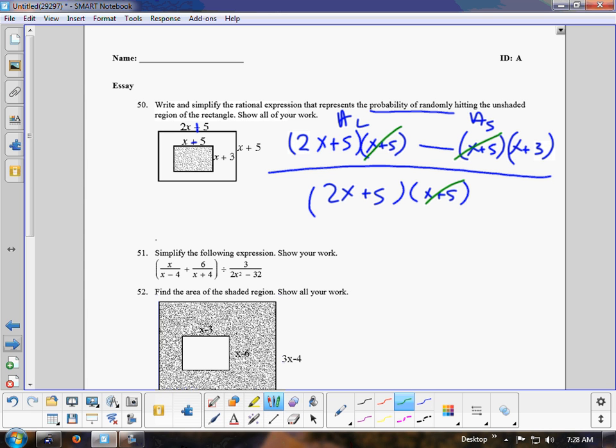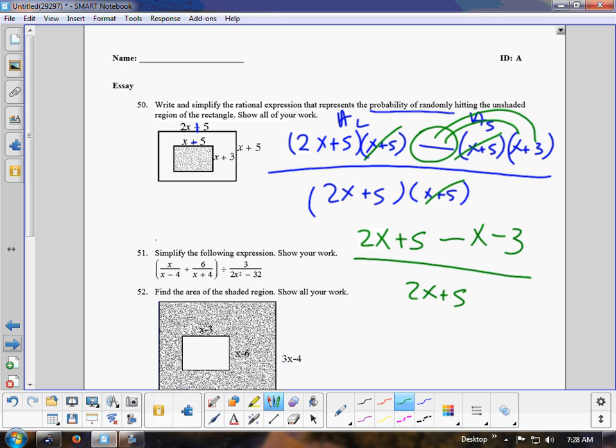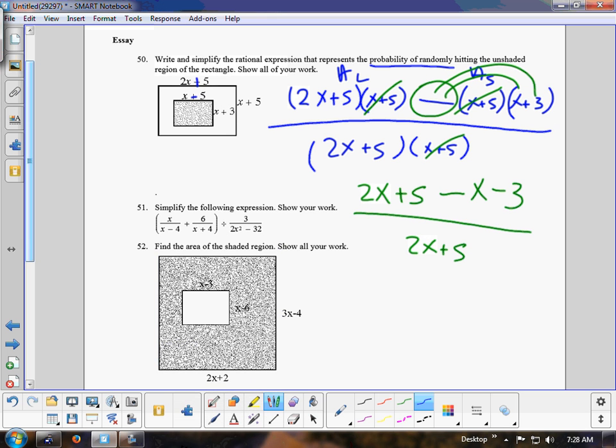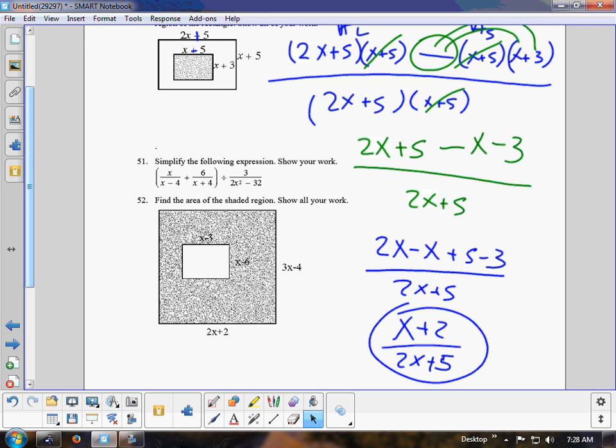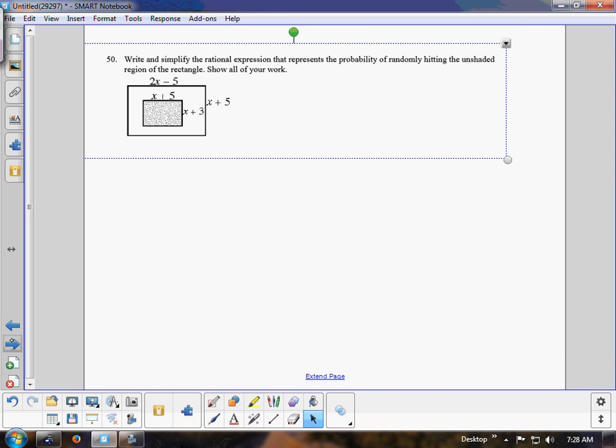Your next step is to distribute this negative sign. So now we're going to have 2x + 5 minus x minus 3. Be careful, all over 2x + 5. Now people want to cancel that, but you can't. You have to do the math on top first. So it's 2x minus x plus 5 minus 3 all over 2x + 5. And 2x minus x is x, 5 minus 3 is 2, and your final answer will be (x + 2)/(2x + 5). But you have to show the work on it. Okay, that's the probability. Moving on to 51.